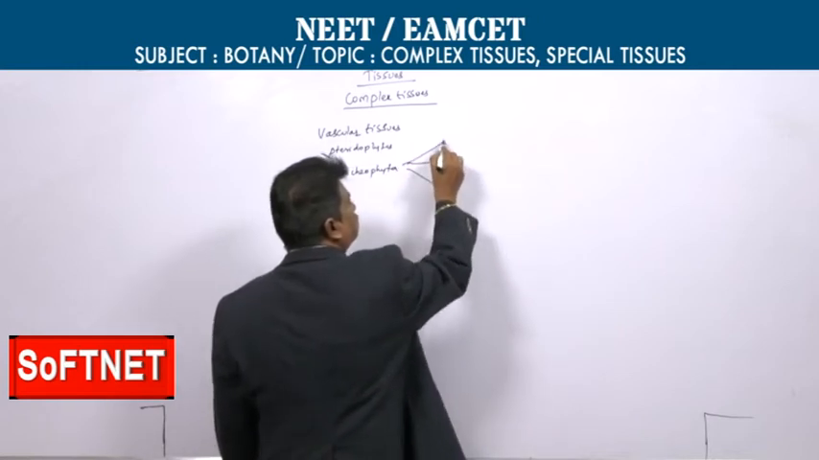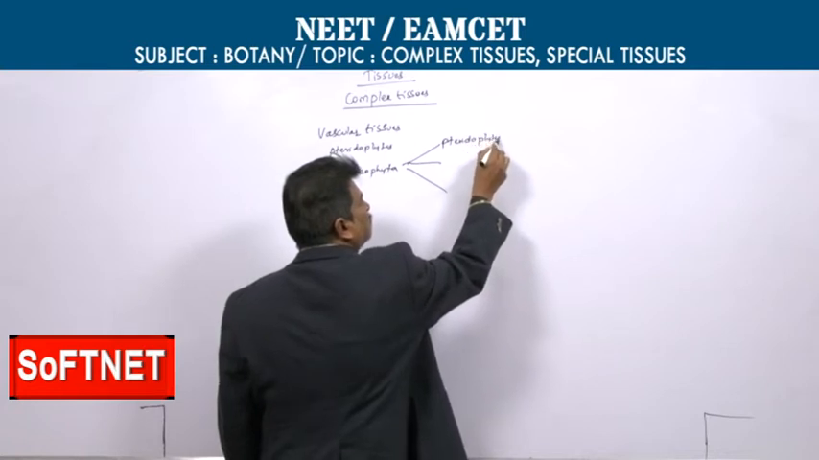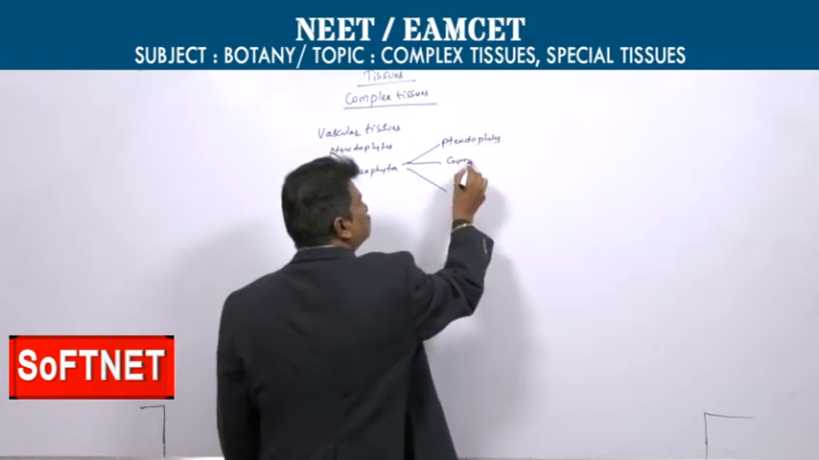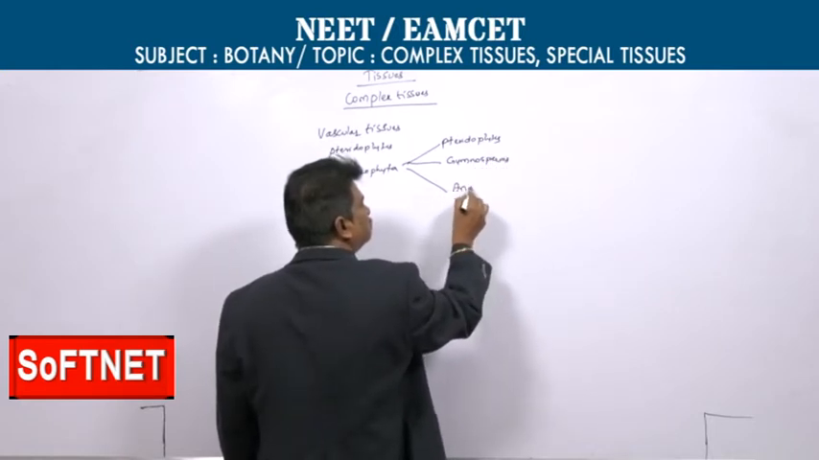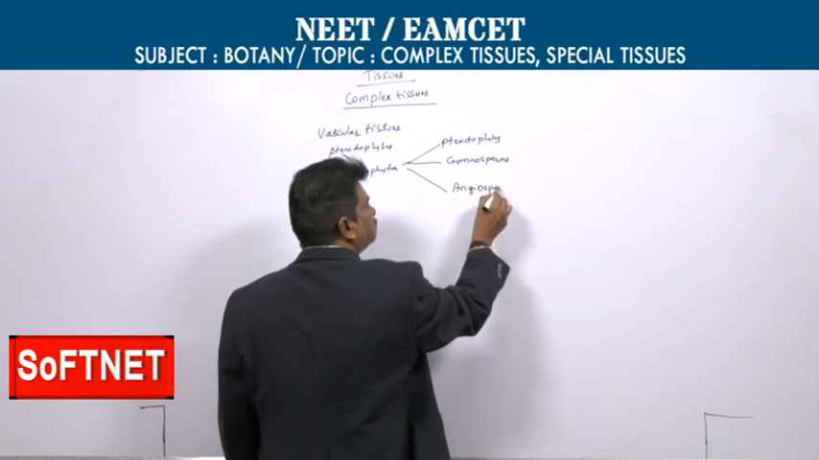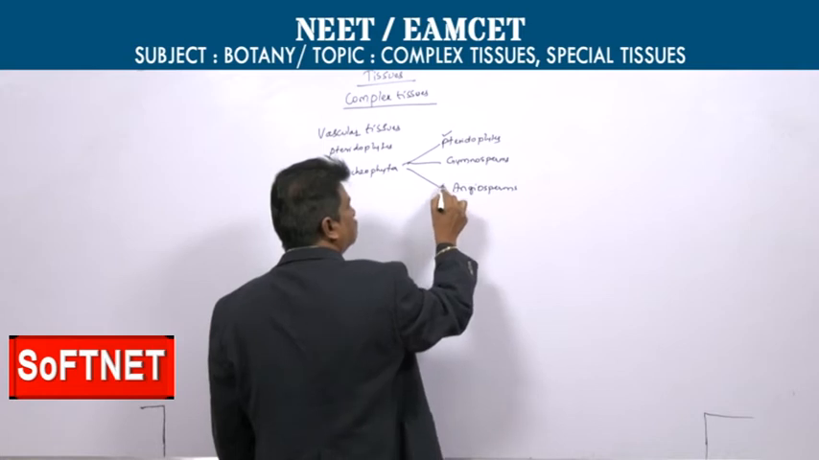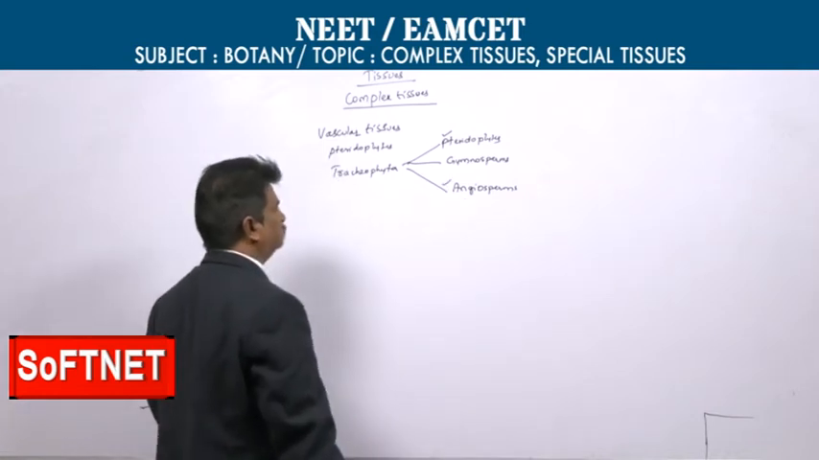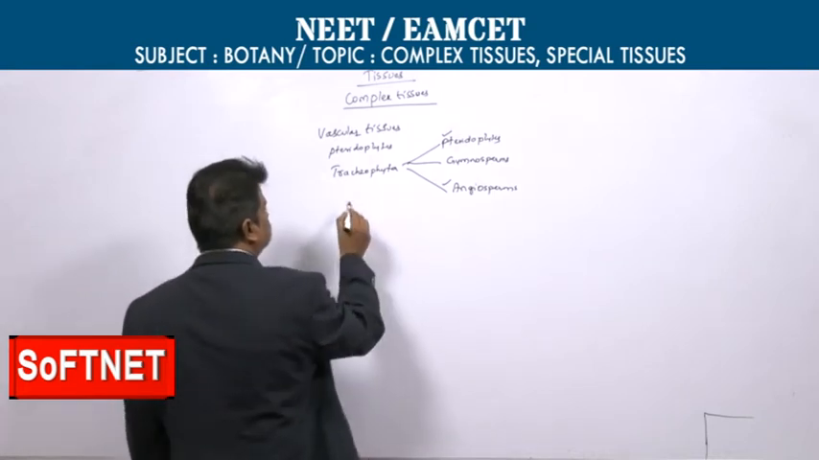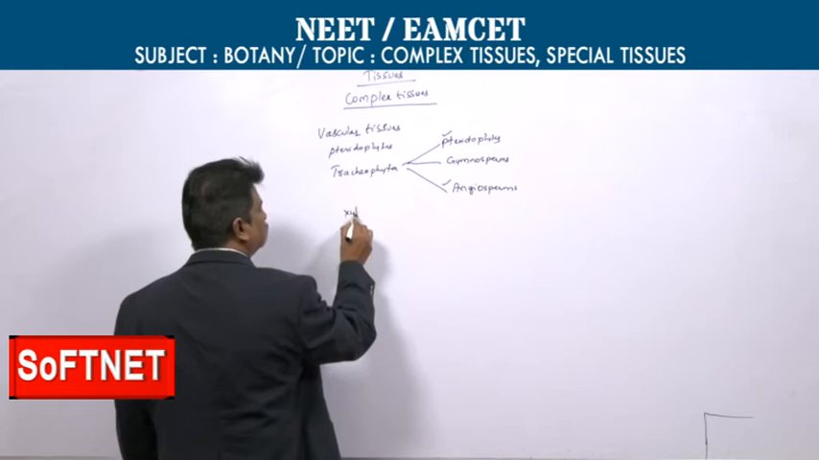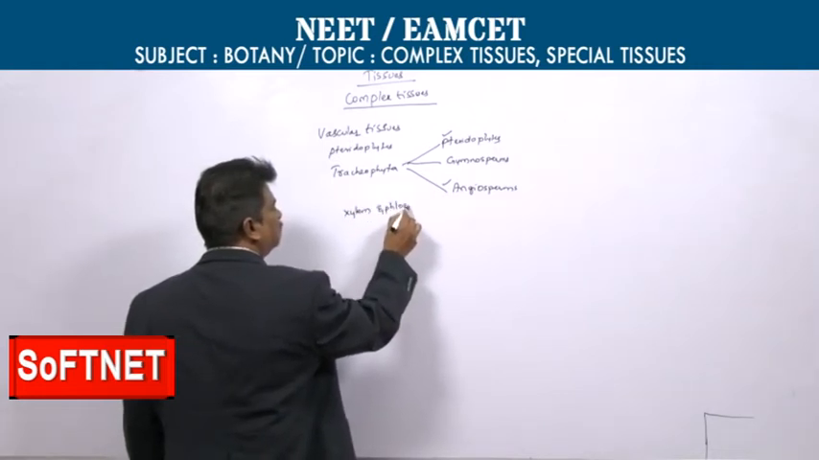Tracheophyta includes pteridophytes, then gymnosperms and angiosperms. Under these, pteridophytes are primitive tracheophytes, and angiosperms are advanced tracheophytes. Rightly, these vascular tissues include xylem and phloem.